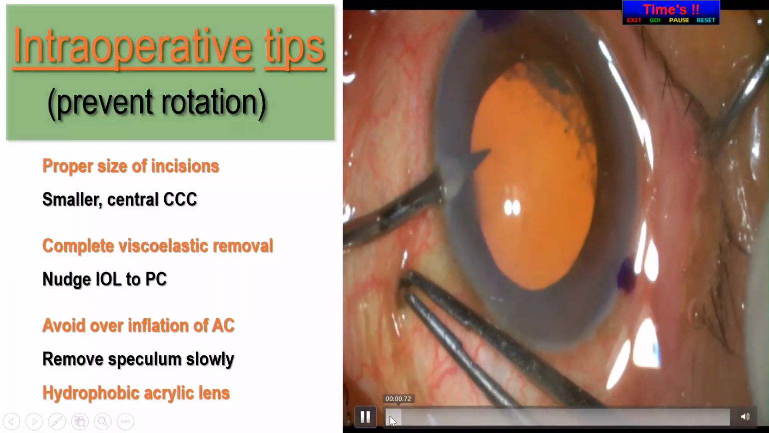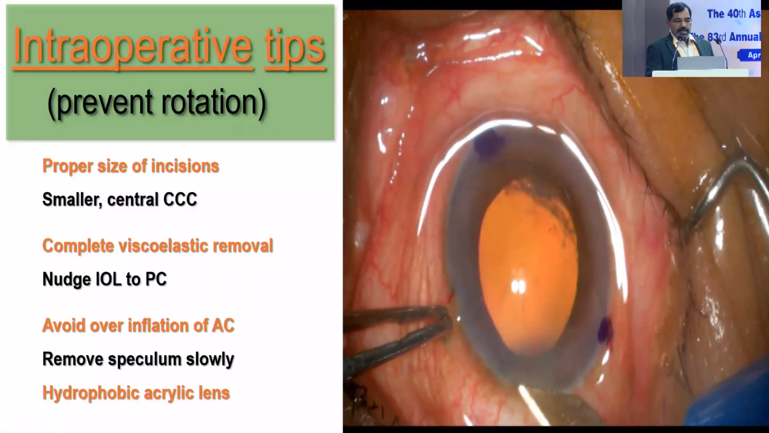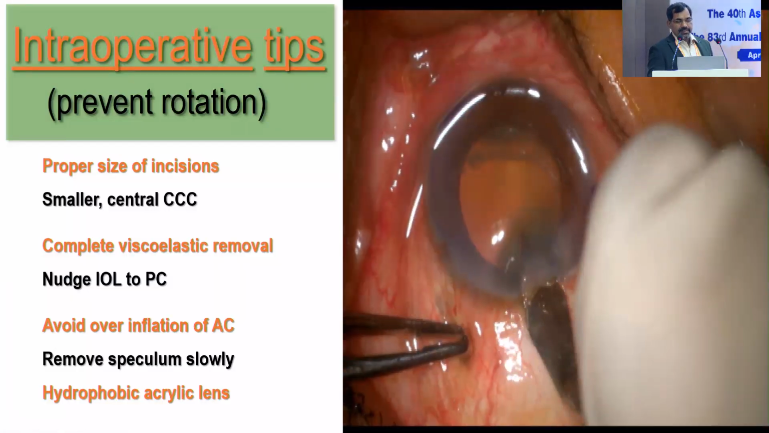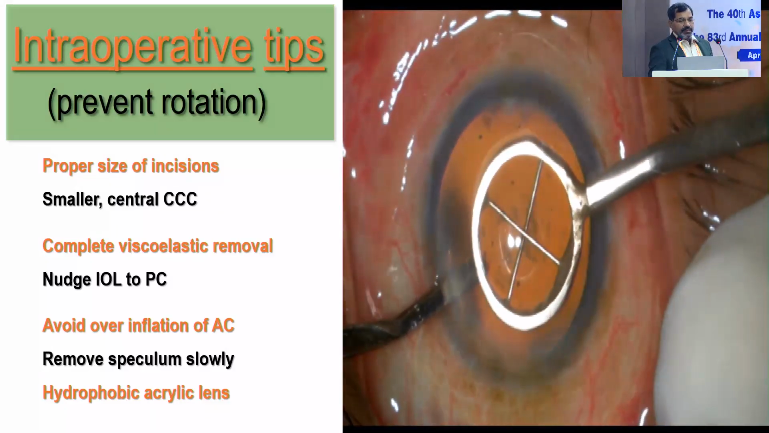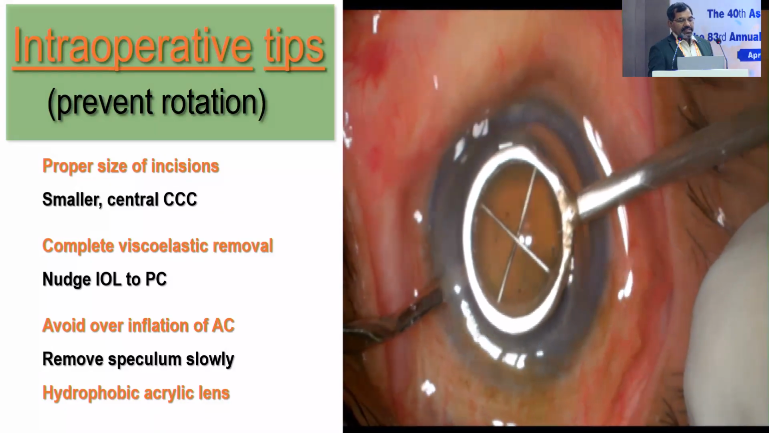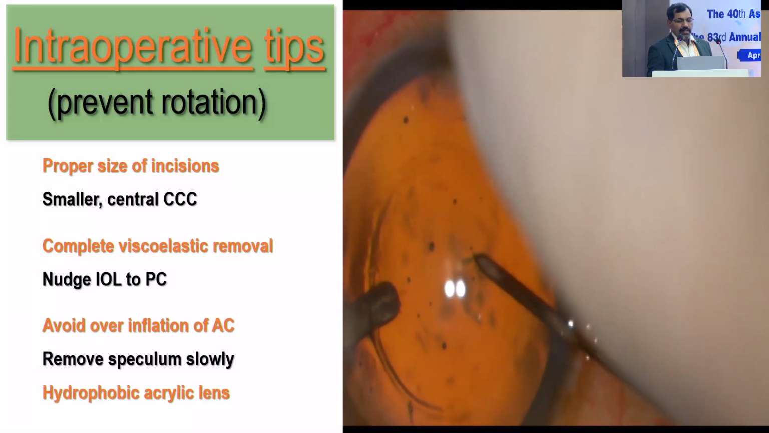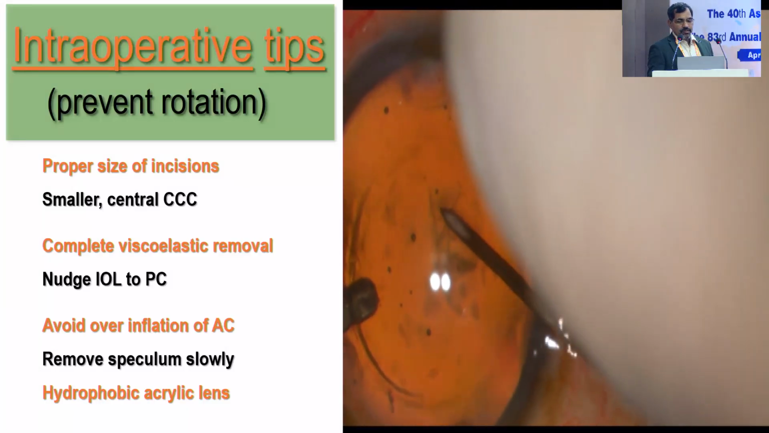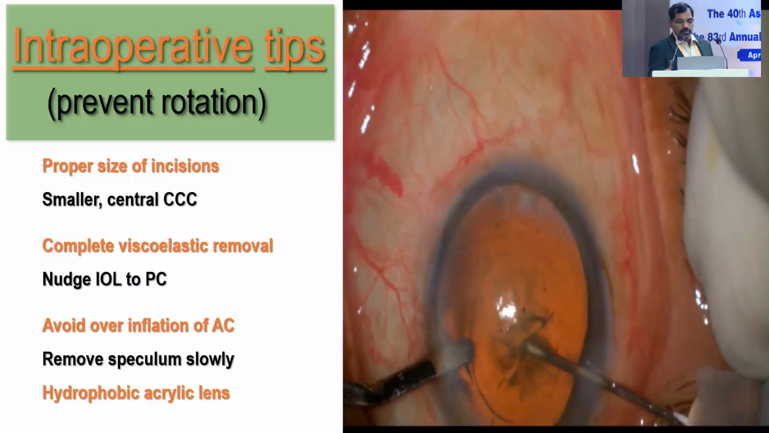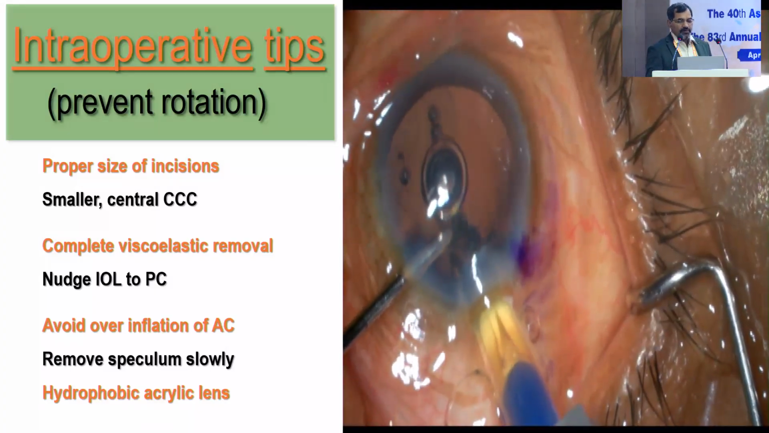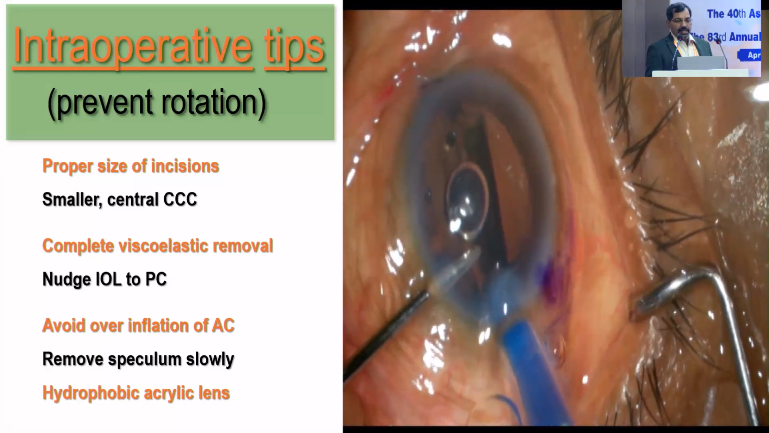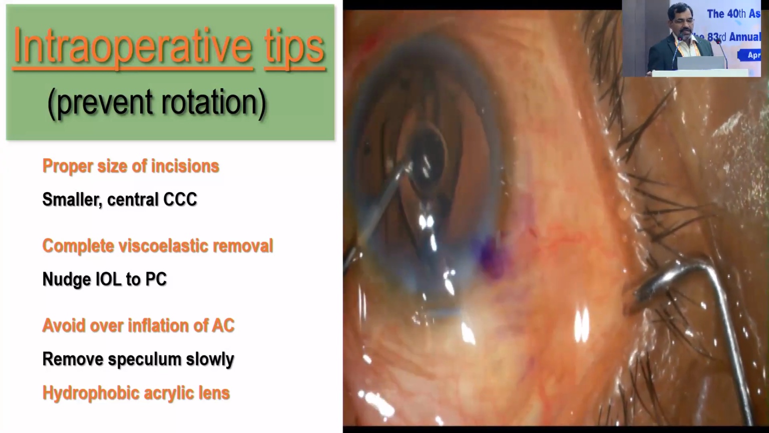So I will just tell you. The size of the incision should be proper. If there are leaky incisions, then the lens can rotate. The CCC should be smaller and central. If you don't have a high-end instrument, you can use this method of marking on the cornea. This is also effective. The CCC will be central. Then you can hydroimplant the toric lens.